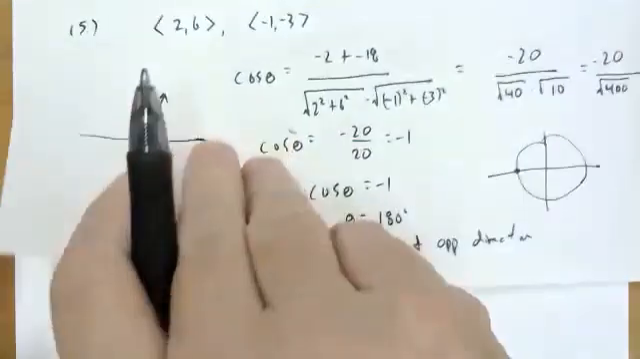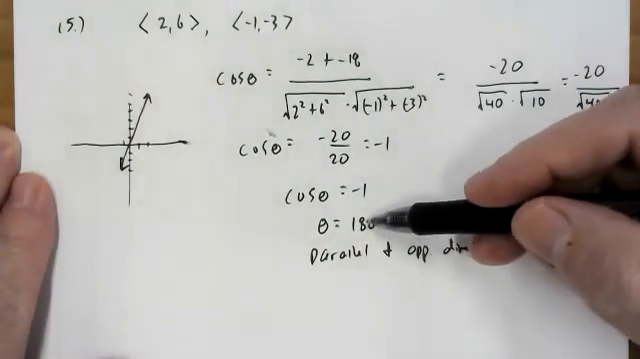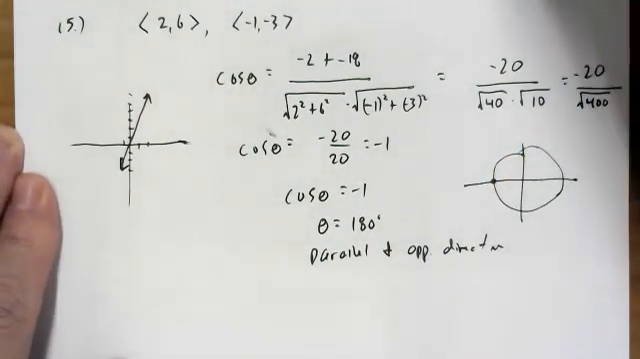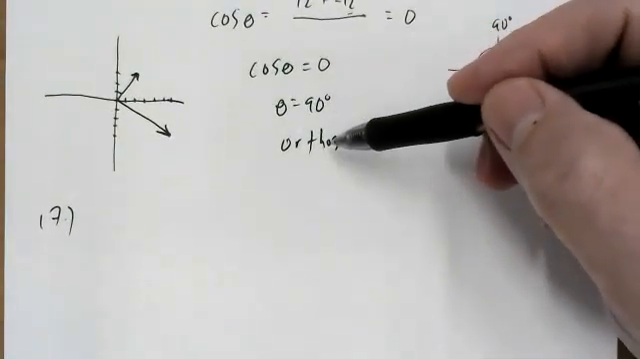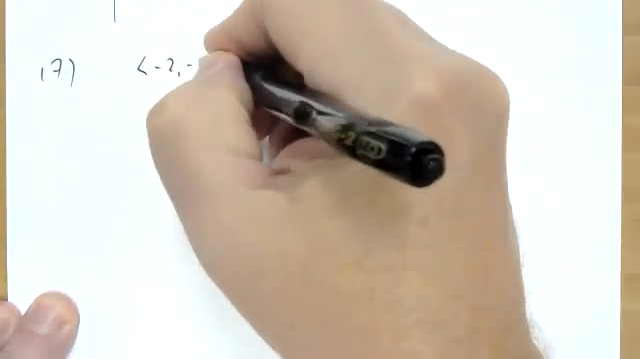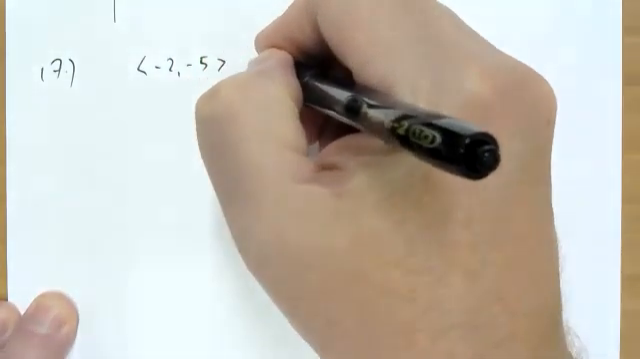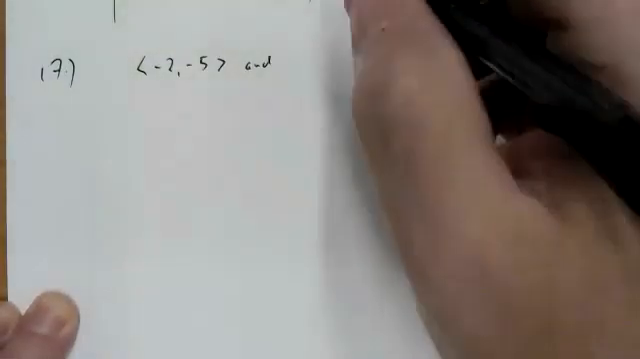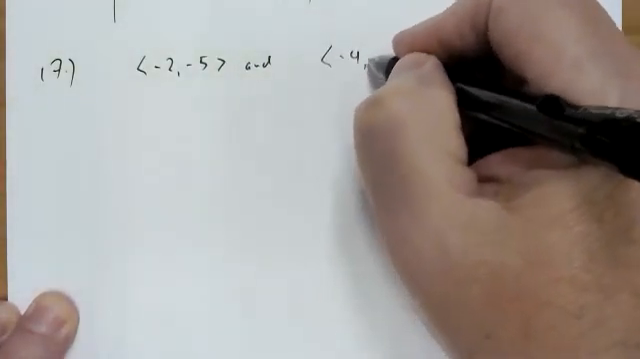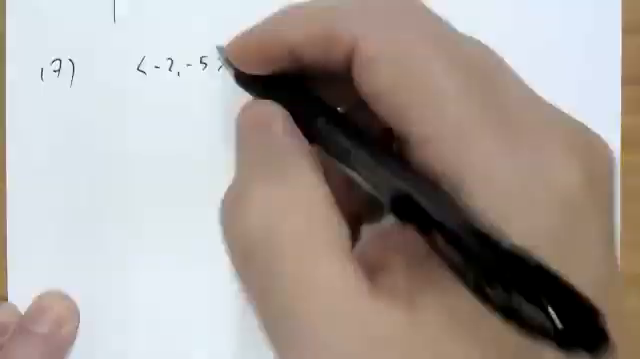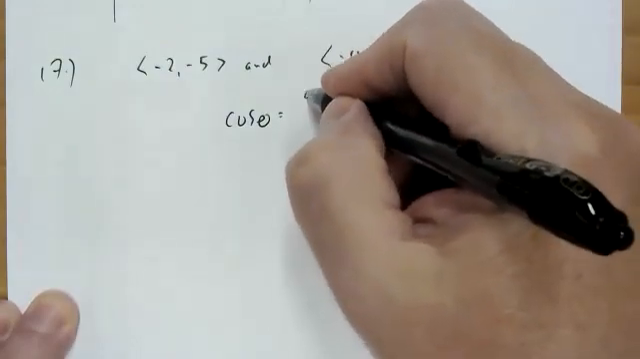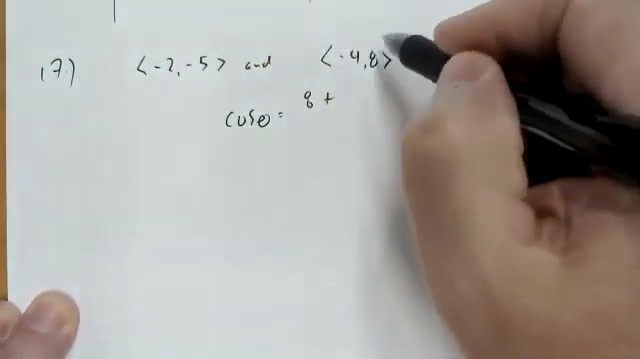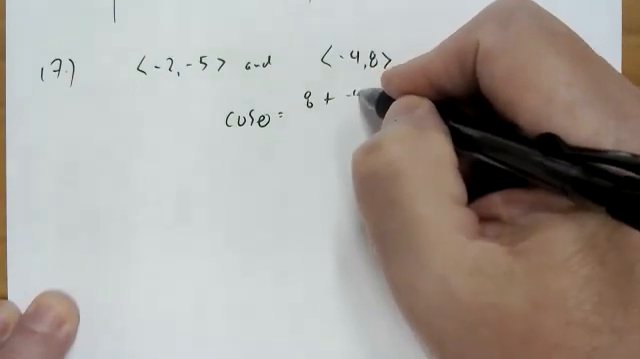So the first problem we did, the angle was 180, so they're parallel opposite direction. This one, cosine of theta is 0, which means the angle is 90 and they're orthogonal. See what 17 is. -2, -5, and -4, 8. So the dot product, -2 times -4 is 8, and -5 times 8 is -40.